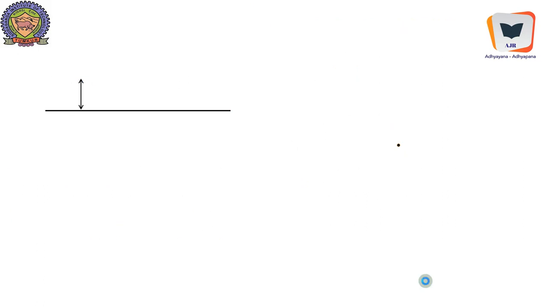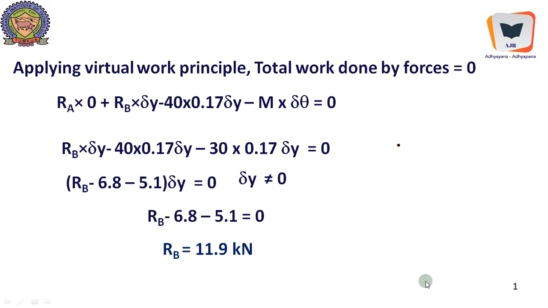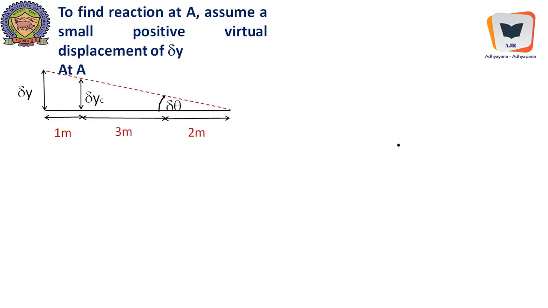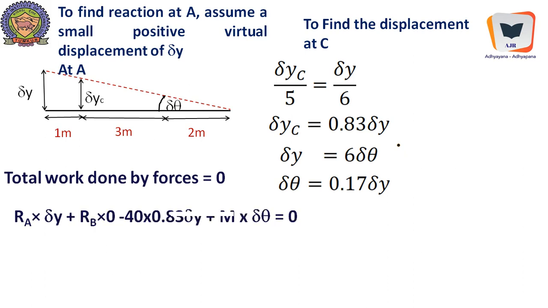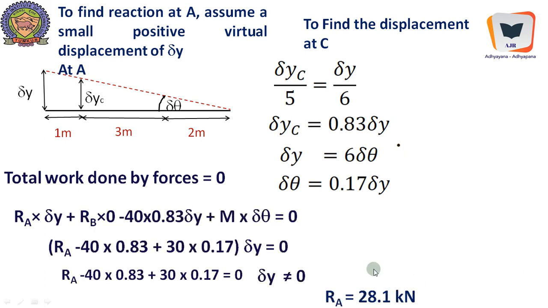RB previously we have evaluated to be 11.9. So 11.9 plus 28.1 makes 40, and the applied load over there is also 40 because RA plus RB equals 40, and we have calculated separately RA and RB using virtual work principles.